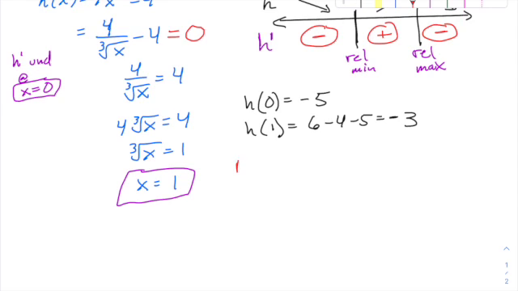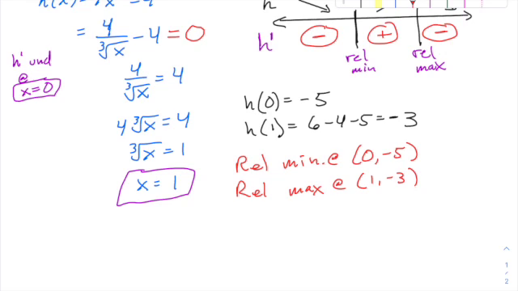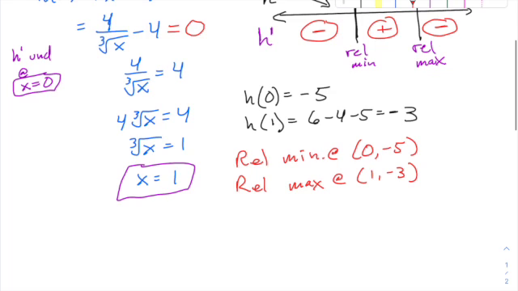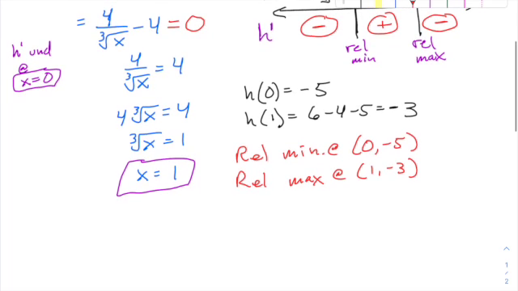We have a relative minimum at 0, negative 5. We have a relative max, and it is okay to abbreviate these kinds of things, at 1, negative 3. And intervals where it was increasing or decreasing. And this is also why it's important to consider the domain, because are we going from negative infinity to infinity, or are there restrictions?